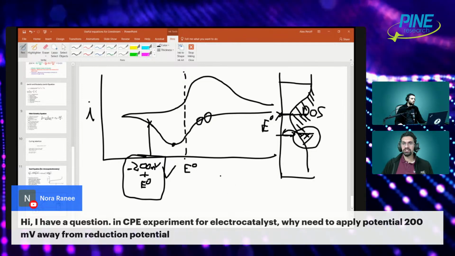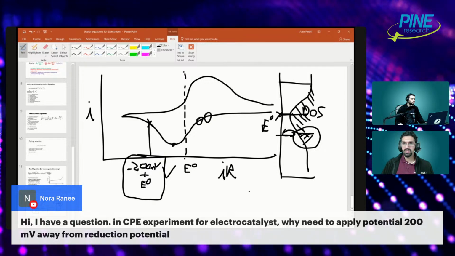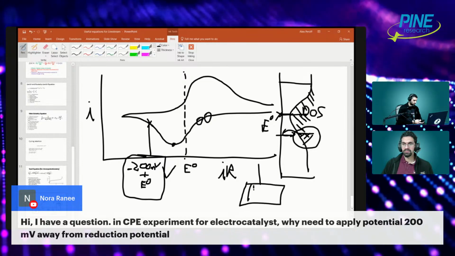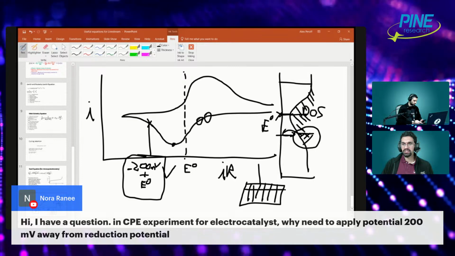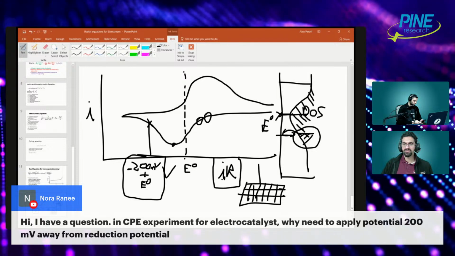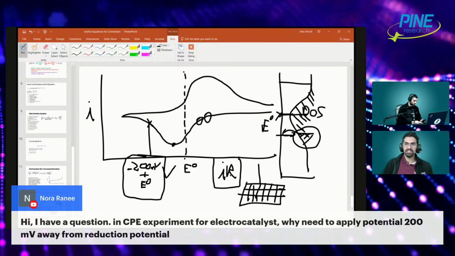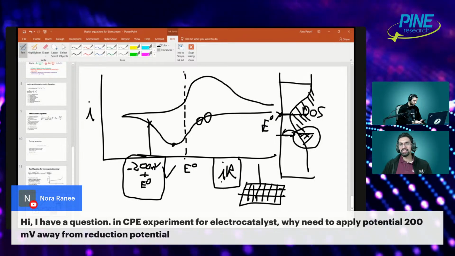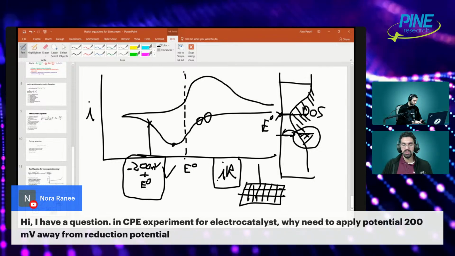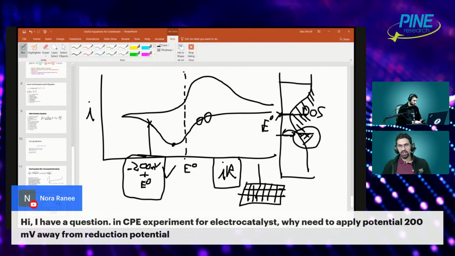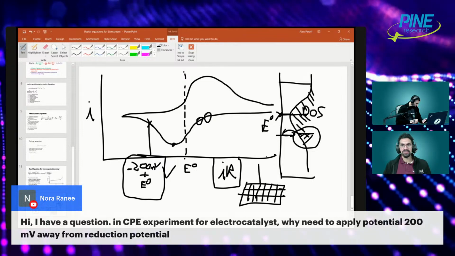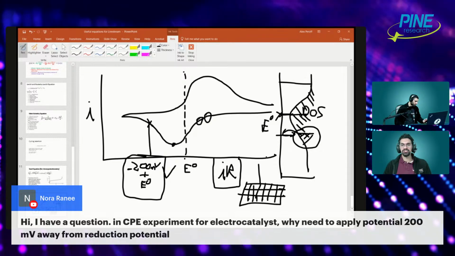Another thing is you may have an IR drop. When you have a very large area electrode for catalysis, and I'm just making this up, maybe you have some big mesh, maybe you're in a non-aqueous solvent, you're going to have an IR drop. The current that you pass times the resistance is going to lead to a decrease in the applied potential for your electrocatalysis system. So you need to overcome that IR drop. Those are the things you need to think about when asking why we pick a potential beyond the E naught.